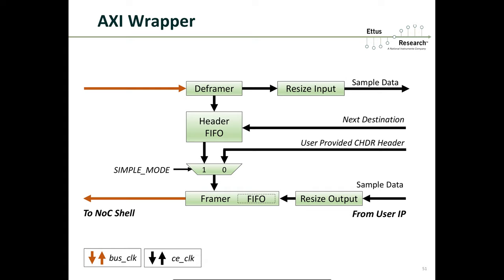Or the opposite could happen, where say you have an interpolating filter, interpolate by 2, so for every one packet coming in, you're going to output 2 packets worth of samples. Well, in that case, the header FIFO would underflow because you'd only be putting in one header for every 2 headers that you take out. Simple mode is just really useful for those blocks that have that one-to-one ratio. You can just enable it and then not have to worry about the header ever again.